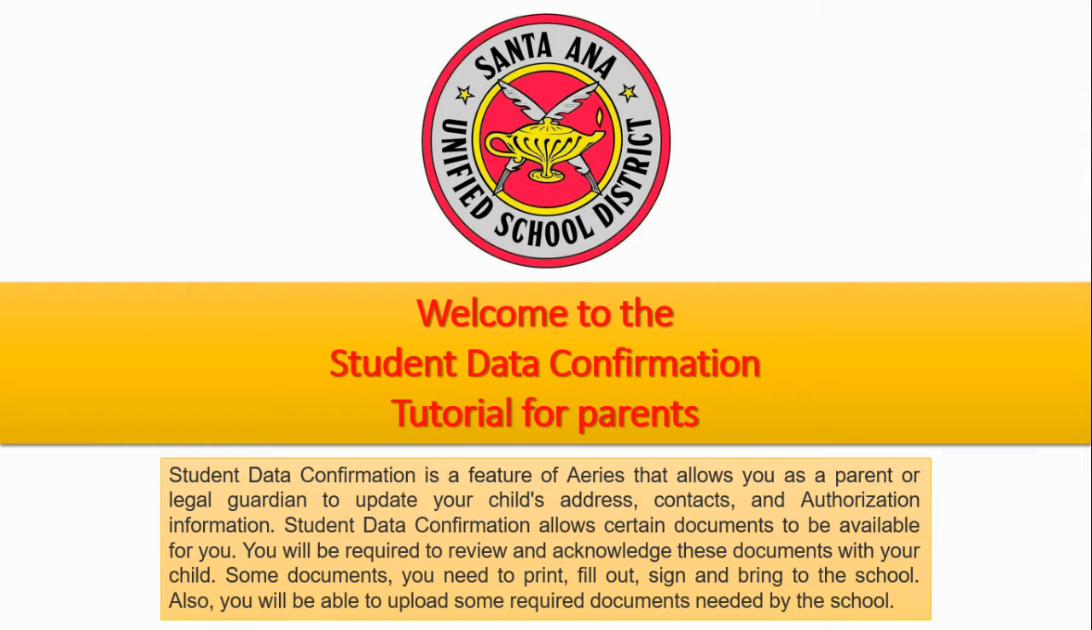Student Data Confirmation is a feature of ERIS that allows you as a parent or legal guardian to update your child's address, contacts, and authorization information. Student Data Confirmation allows certain documents to be available for you. You will be required to review and acknowledge these documents with your child. Some documents will need to be printed, filled out, signed, and brought to the school. Also, you will be able to upload some required documents needed by the school.